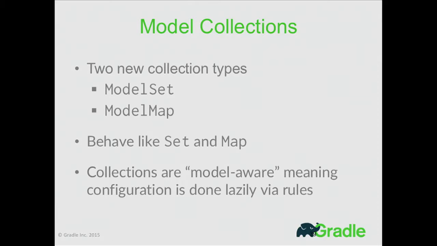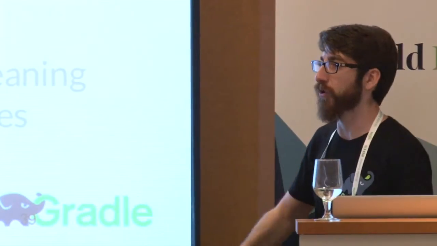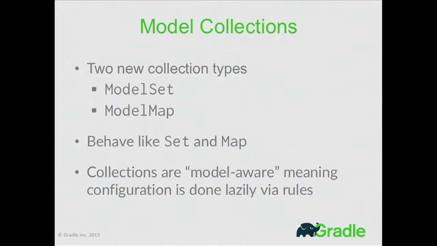And these collections are model aware, which is kind of like Luke was talking about in his set, where if I tell the model map to create a new item and add it, and I provide some configuration, that configuration actually isn't evaluated until we need that particular element. Right? So effectively, these collections are aware of the configuration model, and that configuration that we pass into the model is implemented really under the hood as just another mutate rule. Right?